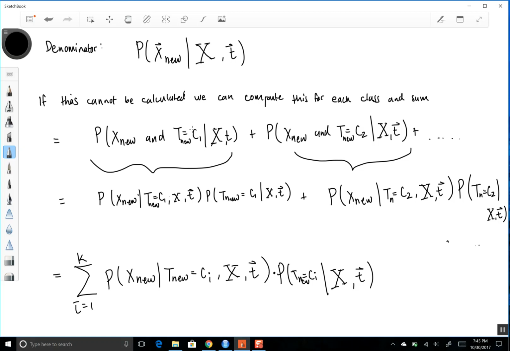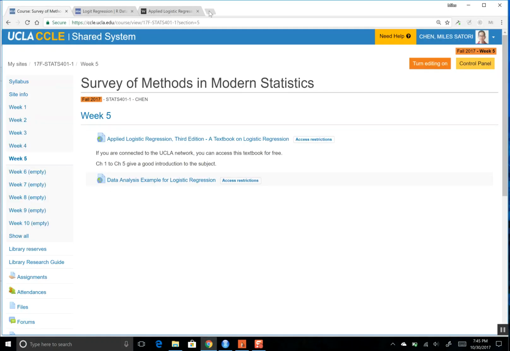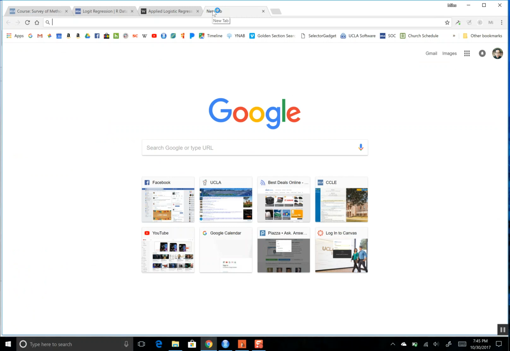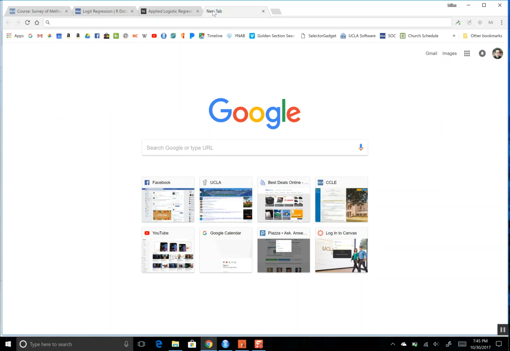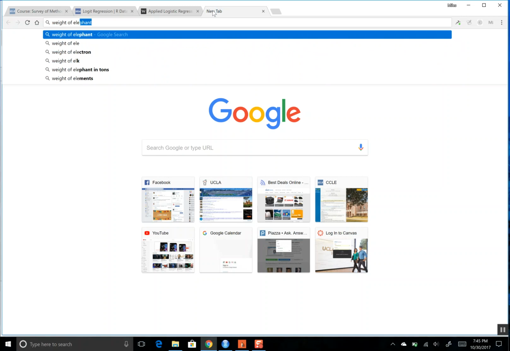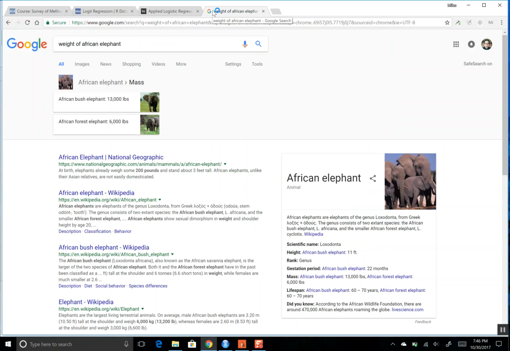So, simple example. Let's say, I don't know, what are, weight of elephant. We'll do African elephant. So that's like the biggest land mammal, right? Oh, African bush elephant in Africa. I didn't know there was such a thing. Okay. Weight, I guess, African bush elephant.